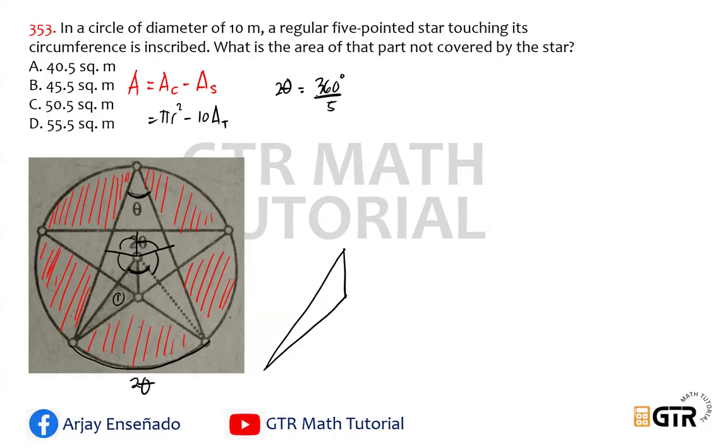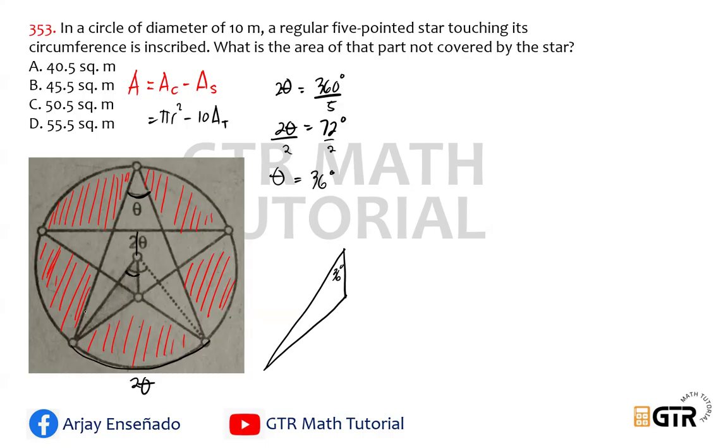Okay? And then 360 divided by 5 is equal to 72. So 2 theta equals 72 degrees. And therefore, the value of theta is, dividing both sides by 2, equal to 36 degrees. Okay? So if this is 2 theta, then this part is theta. So this is theta, and the value of theta is 36 degrees.